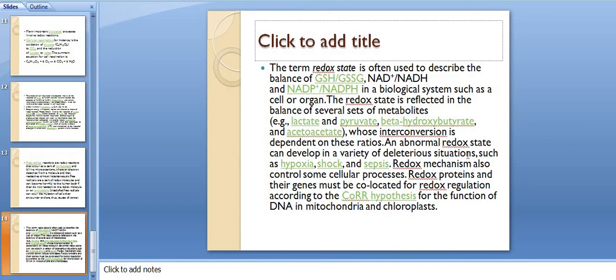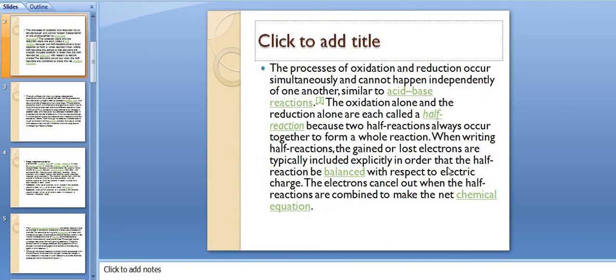This is the overview of oxidation reduction reactions.